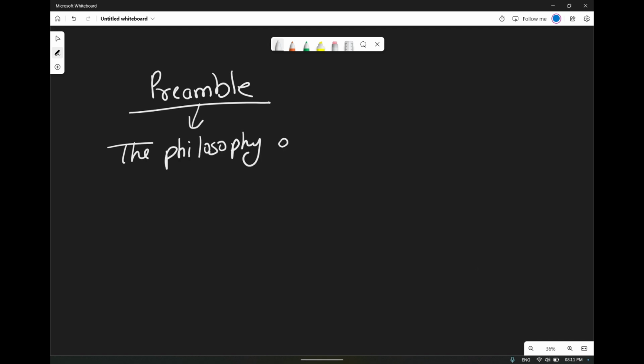Okay, what exactly is preamble and what do we understand by it? Preamble is nothing but the one key term that covers every aspect. In one term, it is called the philosophy of the constitution. Preamble is the philosophy of the constitution.